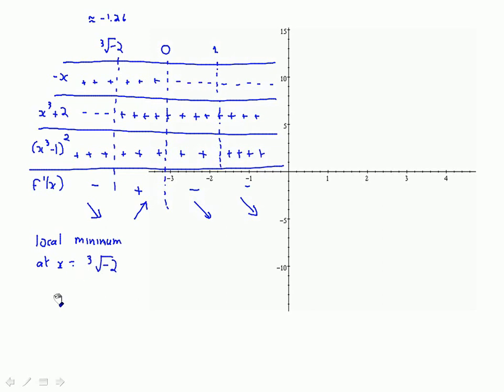And then there's a local maximum at x equals 0, because there the derivative changes from positive to negative. And x equal 1 does not produce a min or a max, which makes sense because that doesn't exist on the graph, so we wouldn't expect it to be a turning point.